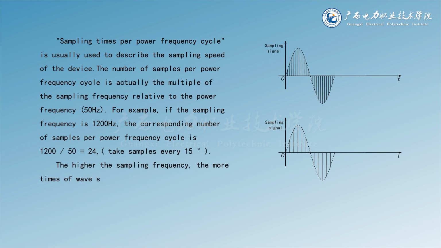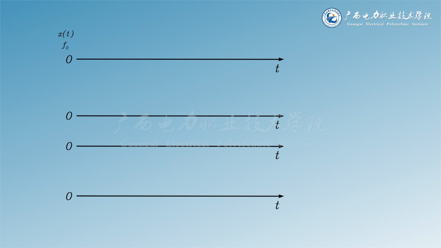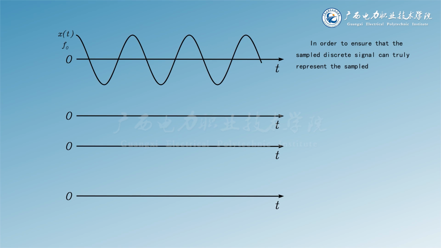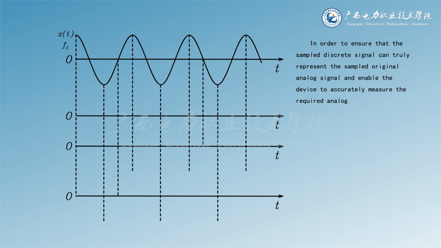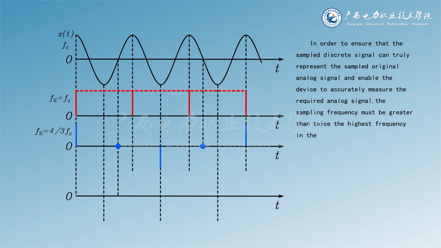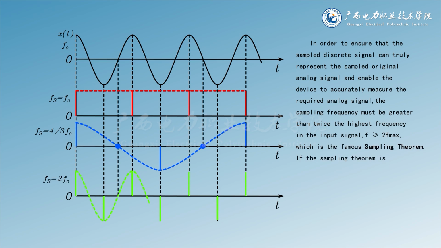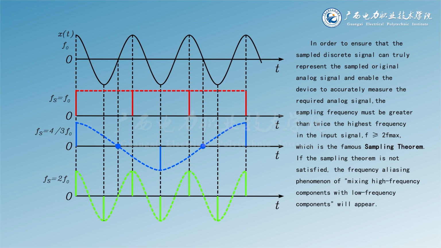The higher the sampling frequency, the more times of sampling per cycle, and the more accurately the device will measure the analog signal. In order to ensure that the sampled discrete signal can truly represent the original analog signal and enable the device to accurately measure the required analog signal, the sampling frequency must be greater than twice the highest frequency in the input signal, f greater than or equal to 2 fmax, which is the famous sampling theorem. If the sampling theorem is not satisfied, the frequency aliasing phenomenon of mixing high-frequency components with low-frequency components will appear.